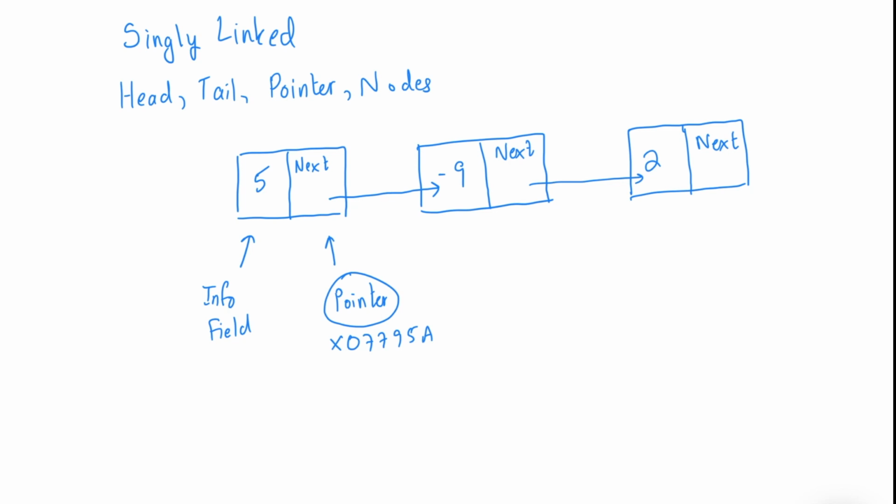Each one of these that consists of an info field and a pointer is a node.